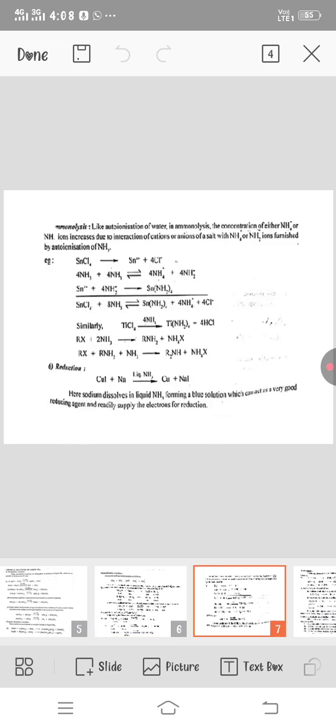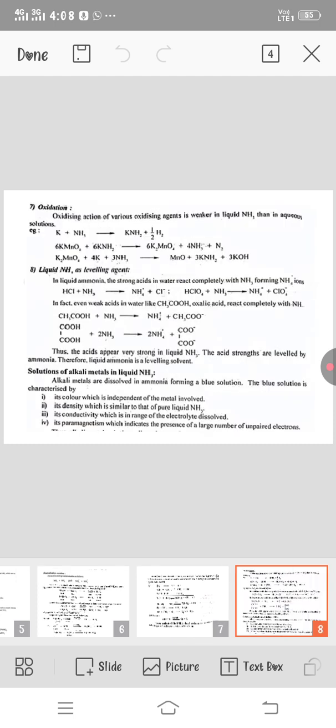Next one is ammonolysis. Like autoionization of water, in ammonolysis, the concentration of either NH4 plus or NH2 minus ions increases due to the interaction of cations and anions of a salt with NH4 plus or NH2 minus ions furnished by autoionization of NH3. Next one is reduction. CuI when reacted with Na in the presence of liquid NH3 produces Cu plus NaI.